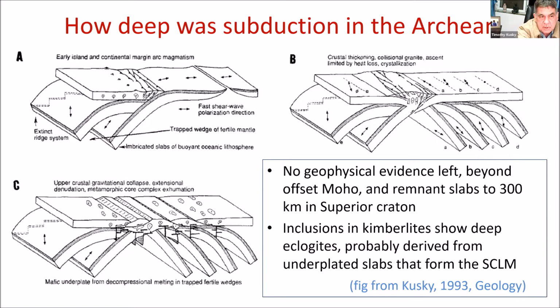So I put this picture here from a paper I wrote a long time ago, 1993 in Geology, when I suggested that the subcontinental lithospheric mantle was formed by progressive stacking of a whole bunch of accreted slabs that broke off, and they broke off at some level a couple hundred kilometers down. But there's no quantitative way to estimate the depth from that paper. This is just based on geophysics and some geology, okay?